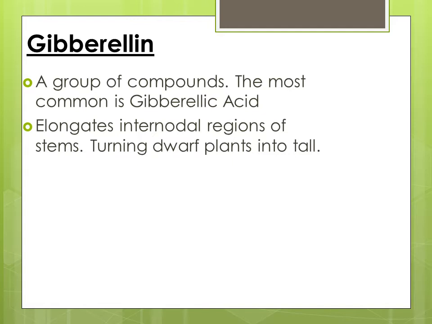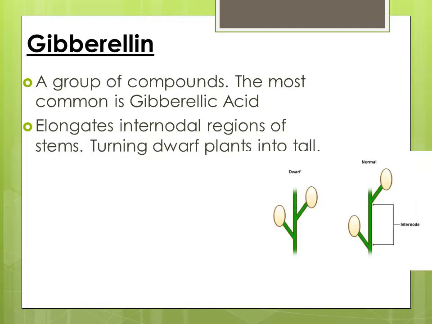Now the nodes are the points where leaves or side shoots grow, and if we look at this diagram you can see that the internodal distance is much longer on the normal one, and the distance is reduced with the dwarf plant.